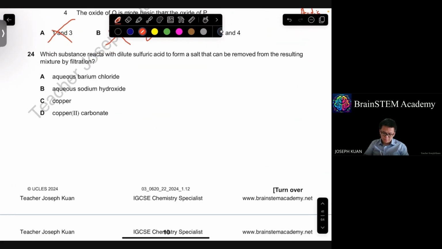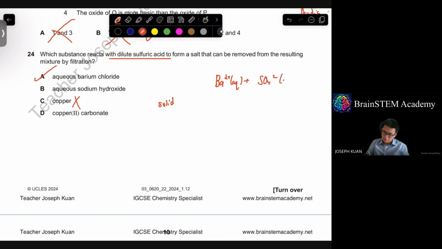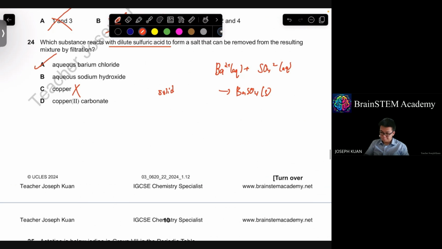24. Which substance reacts with dilute sulfuric acid to form a salt that can be removed from the resulting mixture by filtration? It must not be copper because it couldn't react with sulfuric acid. And we are trying to filter away the solid. So it will be A, aqueous barium chloride, because barium ions react with sulfate ions to form insoluble barium sulfate, and that can be removed by filtration.